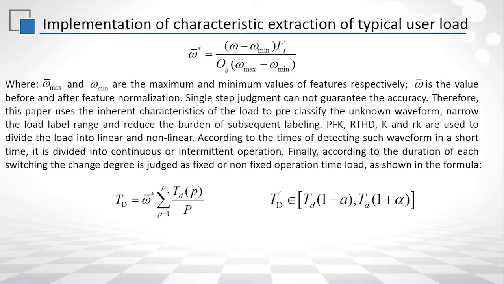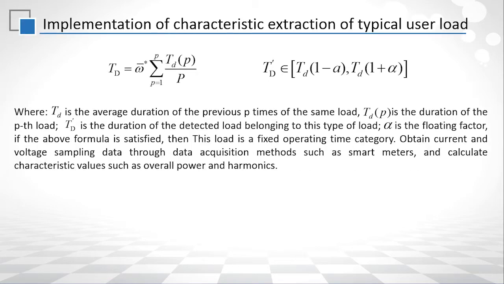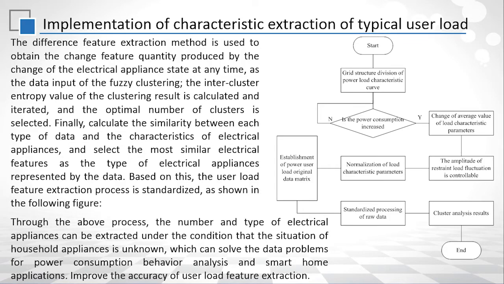According to the duration of each switching, the change degree is judged as fixed or non-fixed operation time load, as shown in the formula. Obtain current and voltage sampling data through data acquisition methods such as smart meters and calculate characteristic values such as overall power and harmonics. The user load feature extraction process is standardized, as shown in the following figure.